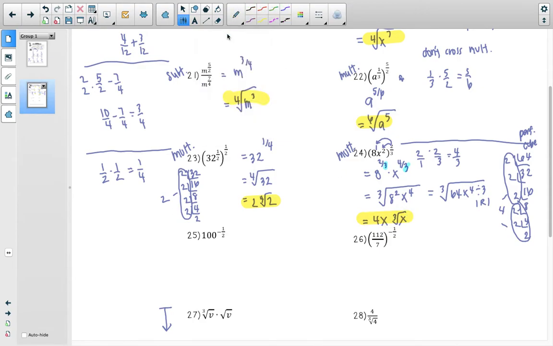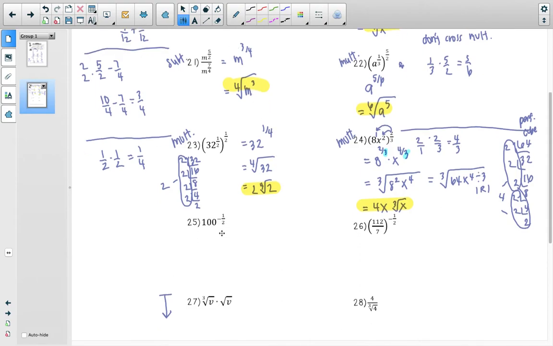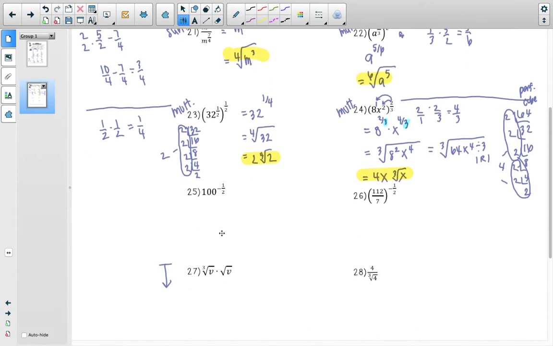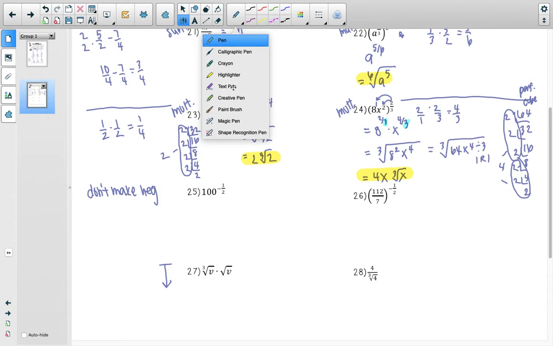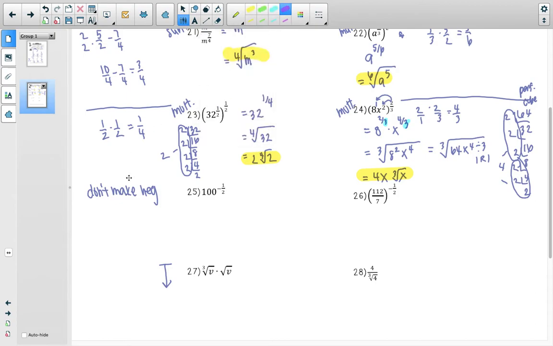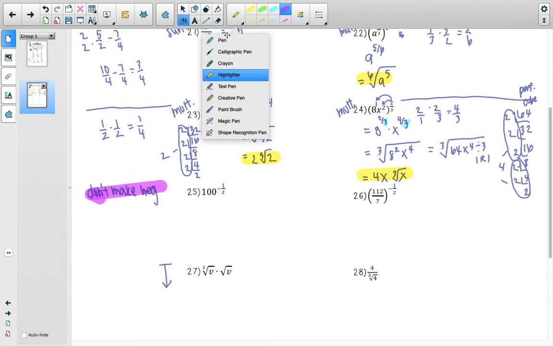All right. Now we need to remember what happens with negative exponents. Okay, so negative exponents flip. Okay, they don't make it negative. Don't make negative. I'm going to highlight that. You do not make it negative. You just flip. Okay, so you just flip the value.